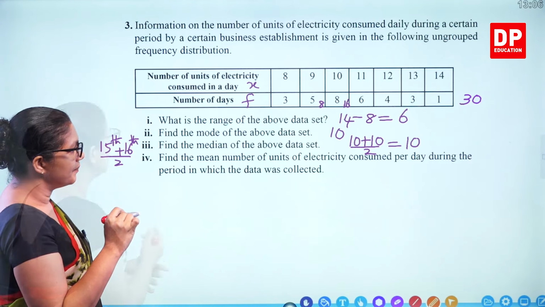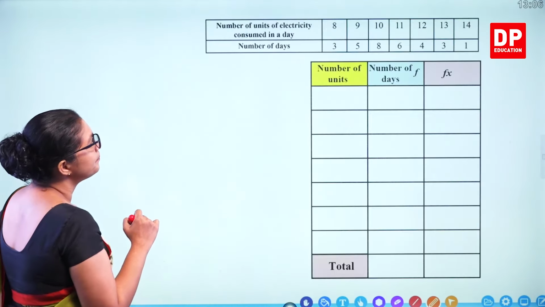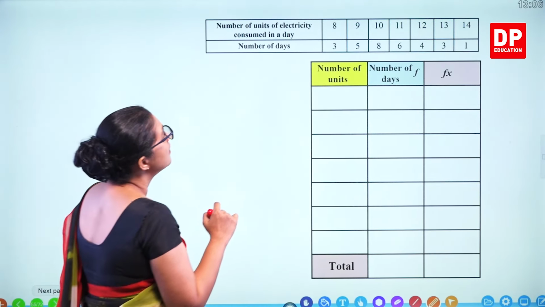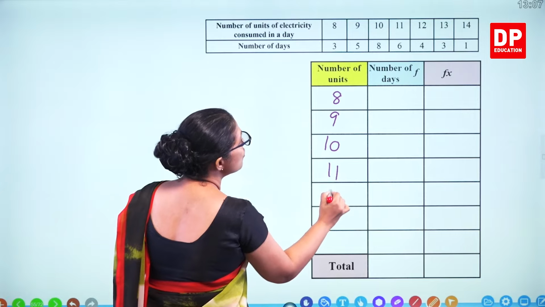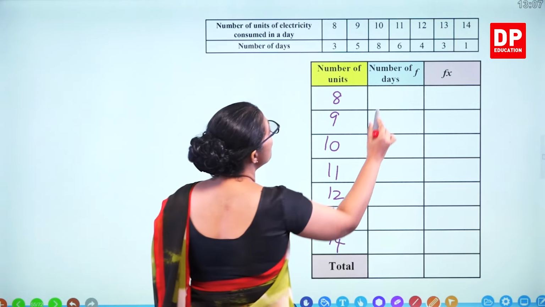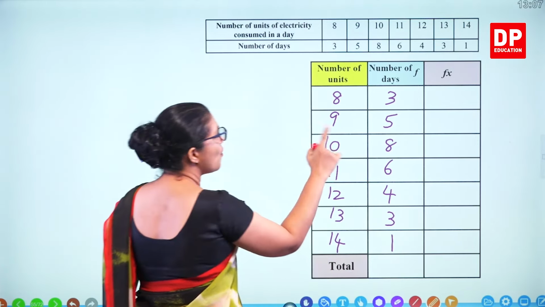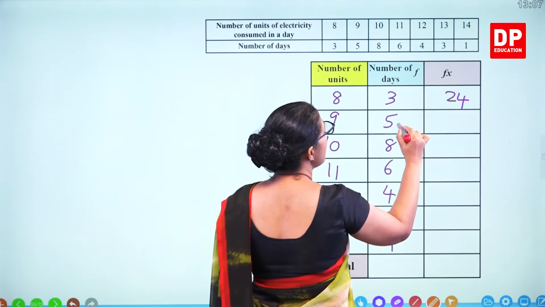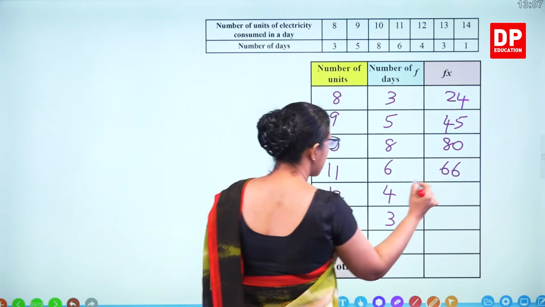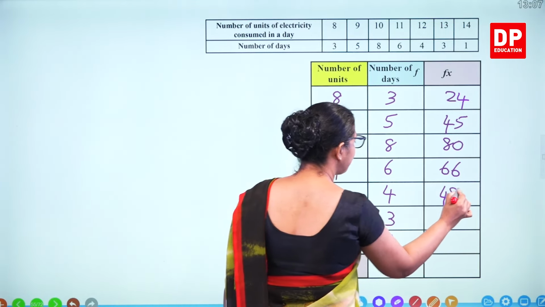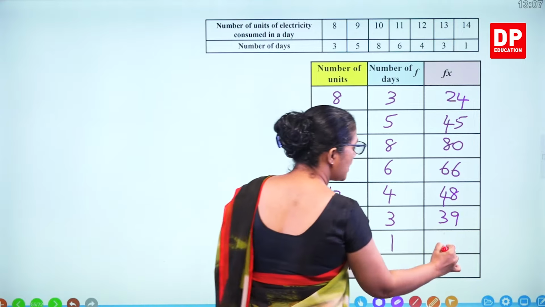Find the mean number of units of electricity consumed per day during the period in which the data was collected. So we'll find out the mean. We need the fx column, so we'll create it. Here x is 8, 9, 10, 11, 12, 13, 14 and the frequency is 3, 5, 8, 6, 4, 3, 1. Now multiply: 8 times 3, 24. 9 times 5, 45. 10 times 8, 80. 11 times 6, 66. 12 times 4, 48. 13 times 3, 39, and 14.